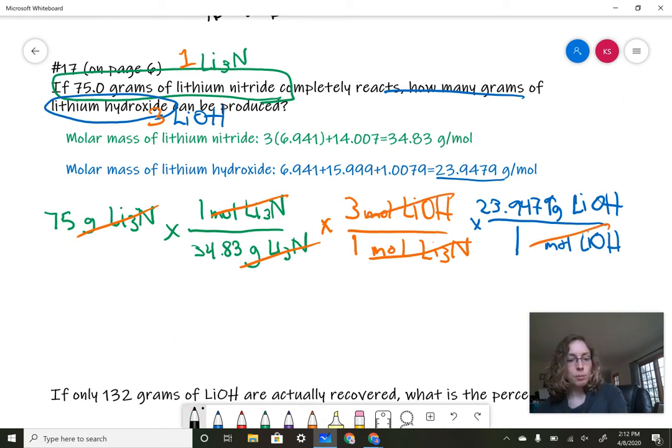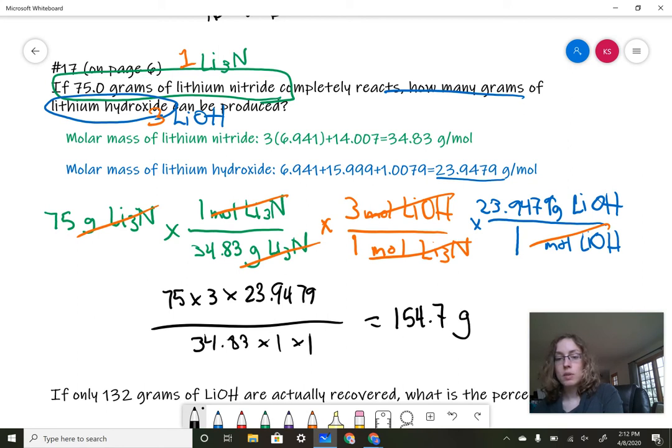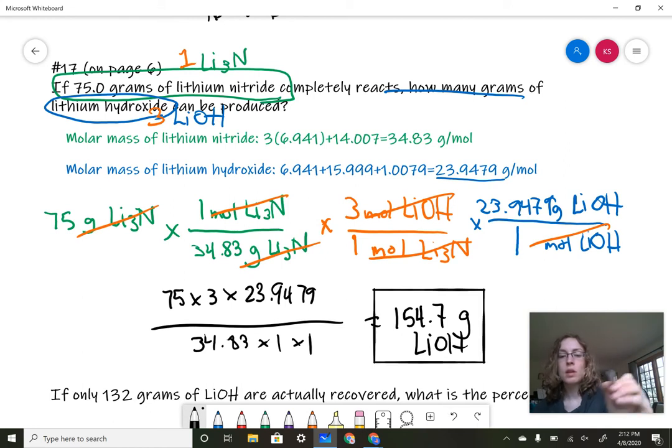So now I want to multiply everything across the top: 75 times 3 times this, divided by 34.83 times 1 times 1. And then when you type all of that into your calculator, you should get something like 154.7. And the units on that are grams lithium hydroxide. So about 155.